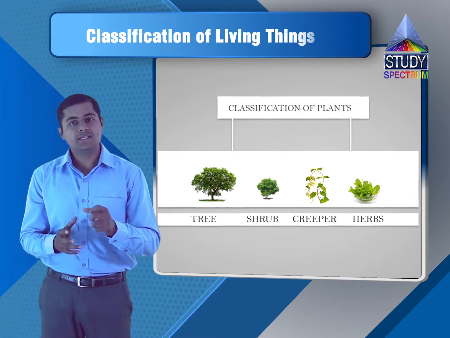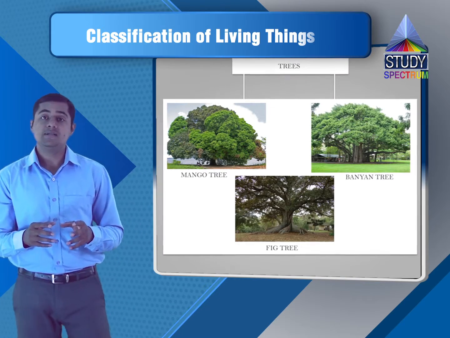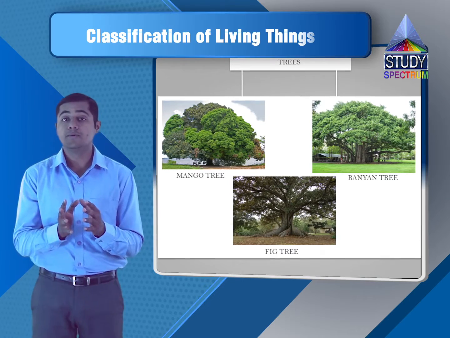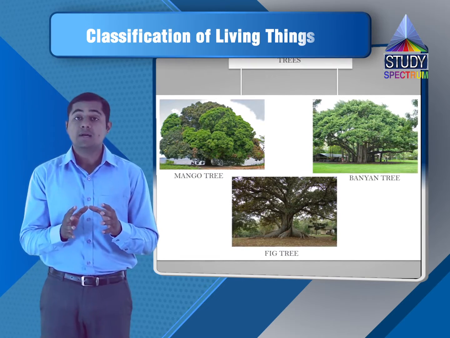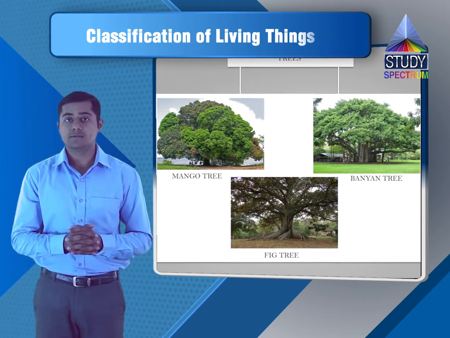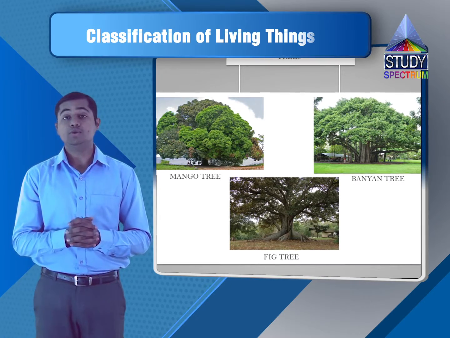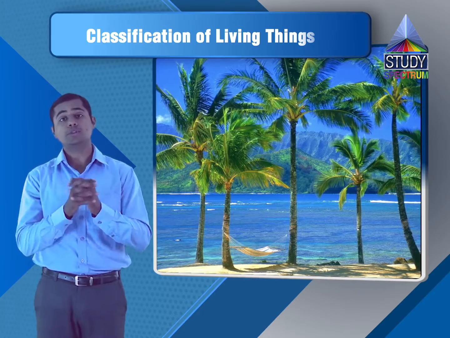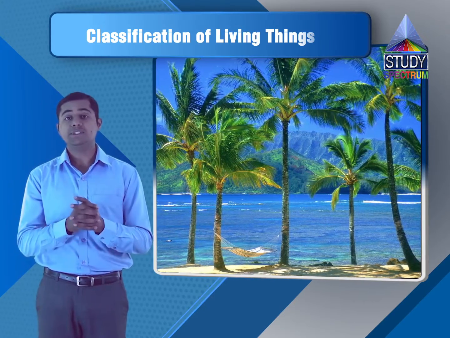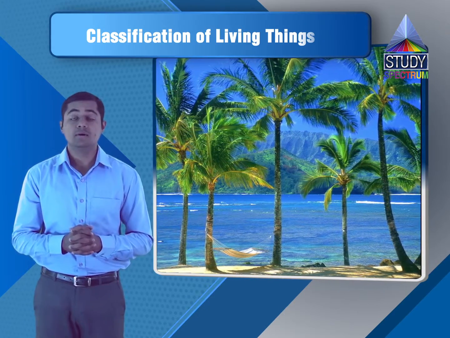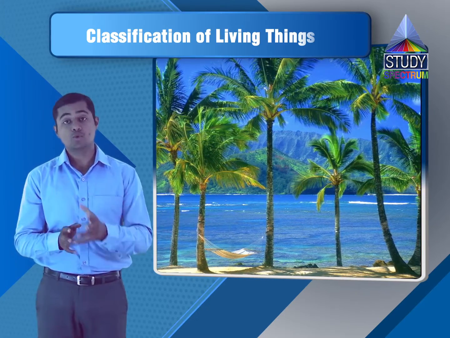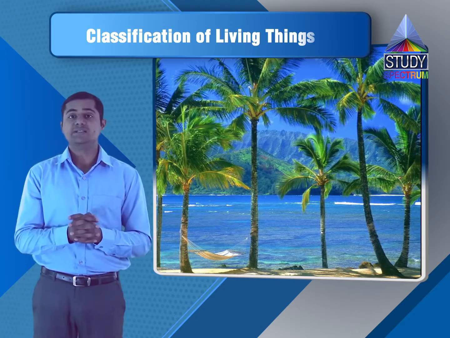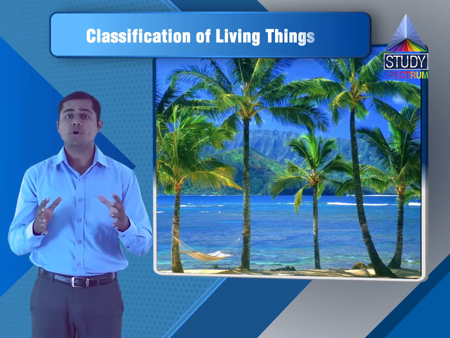Let's see what trees are. Have you ever seen a mango tree, a banyan tree, a fig tree? These are very big trees. They may be 10 to 20 meters in height also. Have you seen the coconut tree? How tall is it? We cannot even calculate, it is so high. And all these trees have a hard and broad stem.